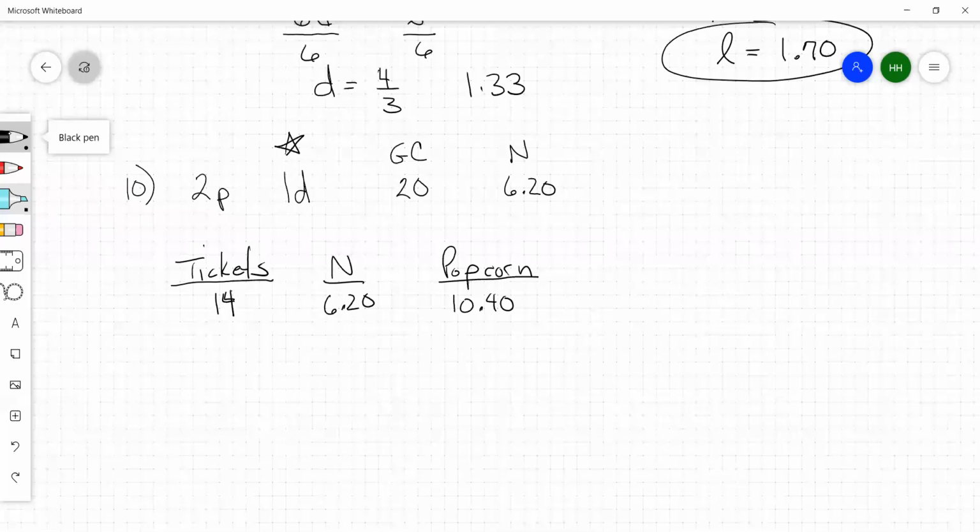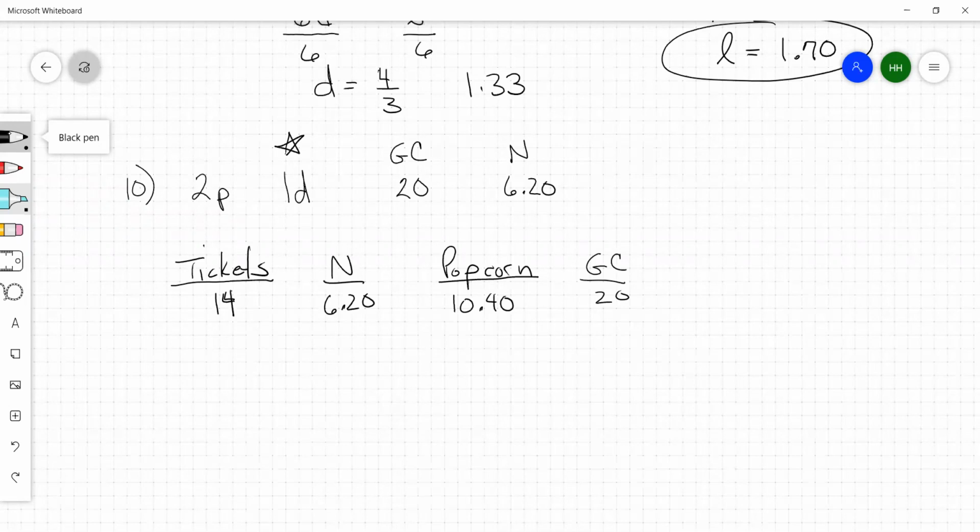So far they're into this thing for $14 for the tickets. Neil paid $6.20. They paid $10.40 for popcorn. And they got a gift card, and it was $20. This is confusing. Yeah, I know. It gets to where it doesn't make any sense to me.